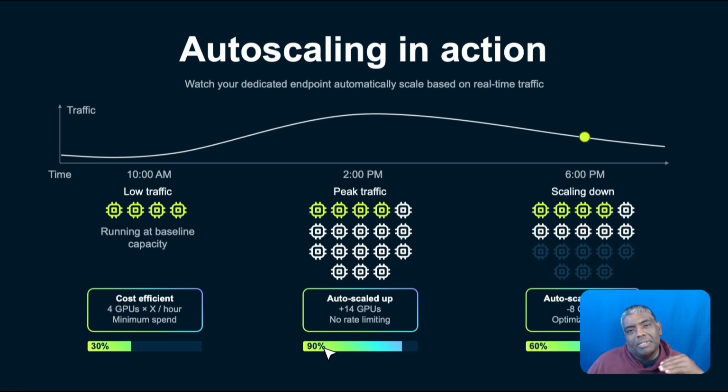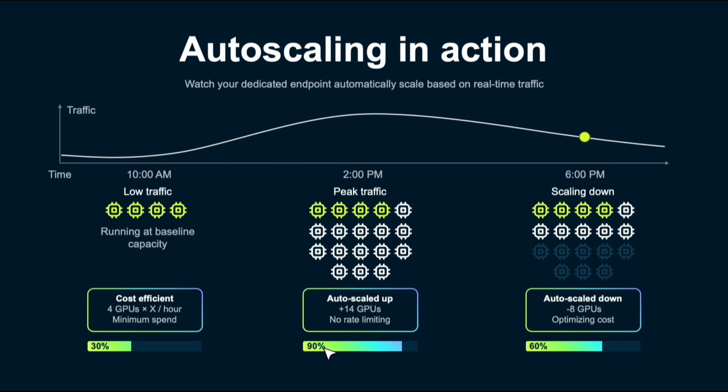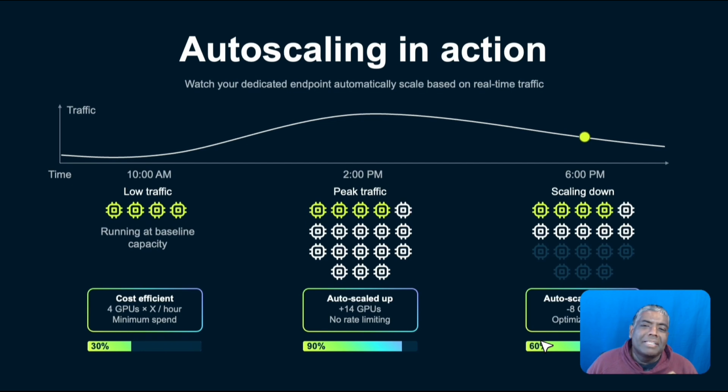And when the traffic is going down, we also scale down the resources, and maybe now we are at 60% capacity. All this scaling is handled for you automatically. All you have to specify is the min and the max.